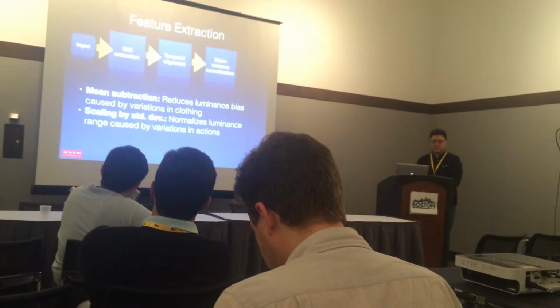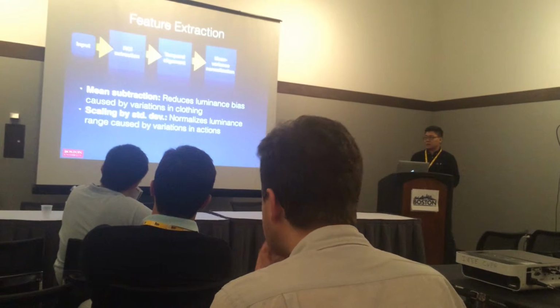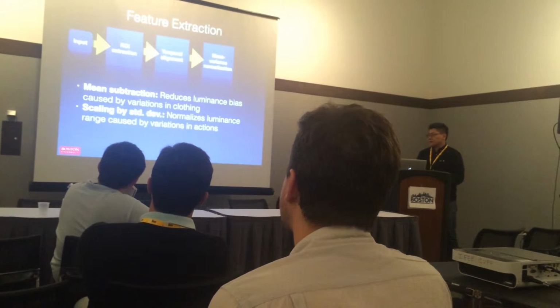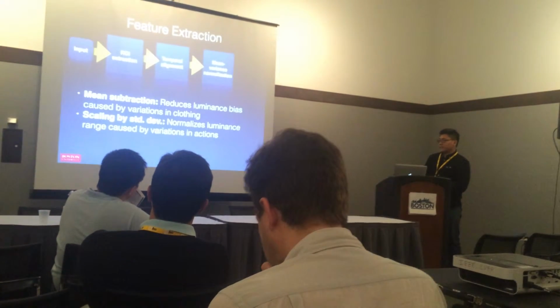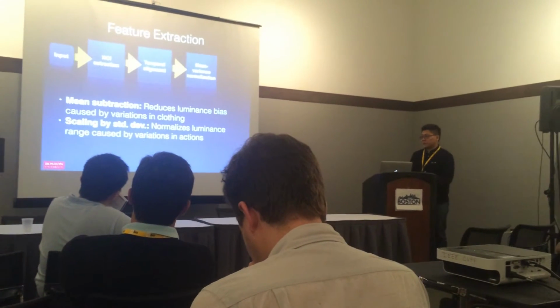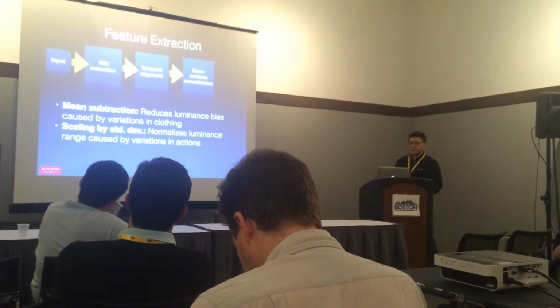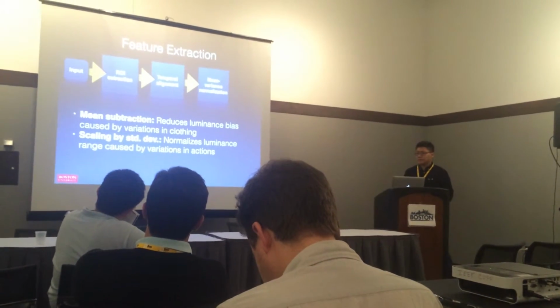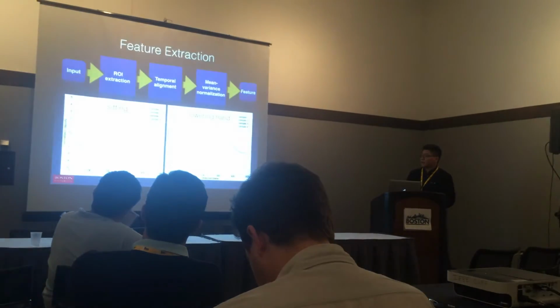We subtract the mean because different clothing can cause luminous bias. And we scale by the standard deviation because people do actions in their own styles. Some people are more timid, some people are more exaggerating, so we want to compensate for that. And finally, we get our features.